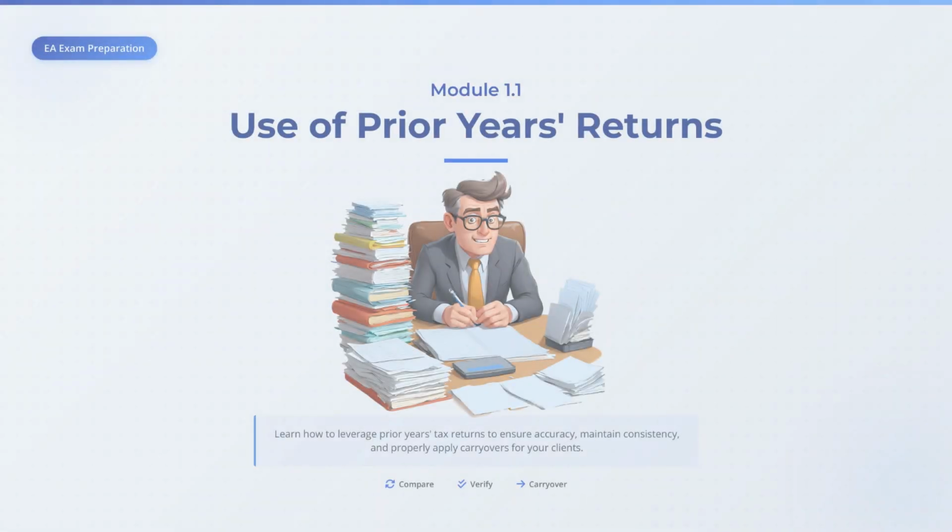Hello, future enrolled agents. Welcome to Module 1.1 of our EA Exam Part 1 course, where we're diving into the critical topic of using prior year's tax returns. As tax professionals, prior returns are like a roadmap. They guide us in preparing accurate, compliant filings for the current year.